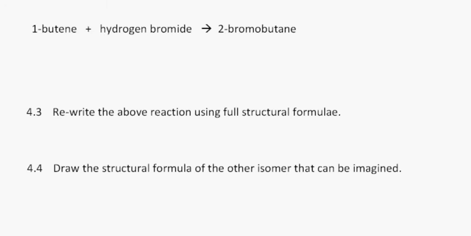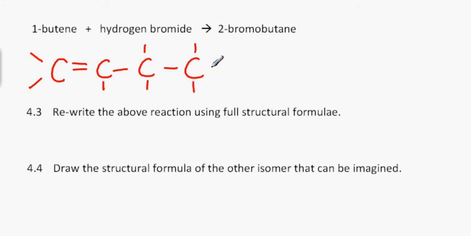4.3 asks you to rewrite the above reaction using full structural formulae. I'm going to do that up here. 1-butene, but meaning 4 carbons. 1-butene means that the double bond is between carbons 1 and 2. Now I'm not drawing in all the hydrogens for ease's sake, but remember that when you are writing this in your test or exam, you must put hydrogens in to get your full marks.